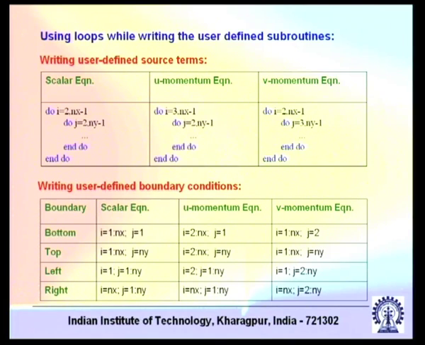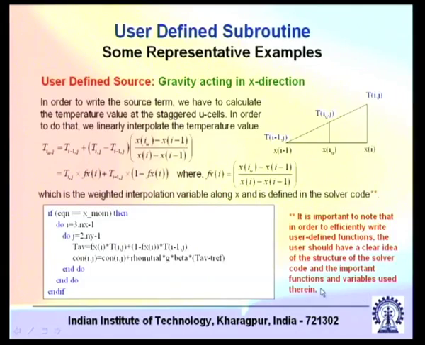So I equal to 1 to nx for the bottom. Remember that the horizontal line we are considering as x and the vertical line as y. So for the bottom, I equal to 1 to nx and j equal to 1. The top will be j equal to ny, left will be I equal to 1 and right will be I equal to nx. This is for the scalar equation. For the u momentum equation I will be from 2 to nx, not 1 to nx, that is the only difference, and for the v momentum equation j will be from 2 to ny.